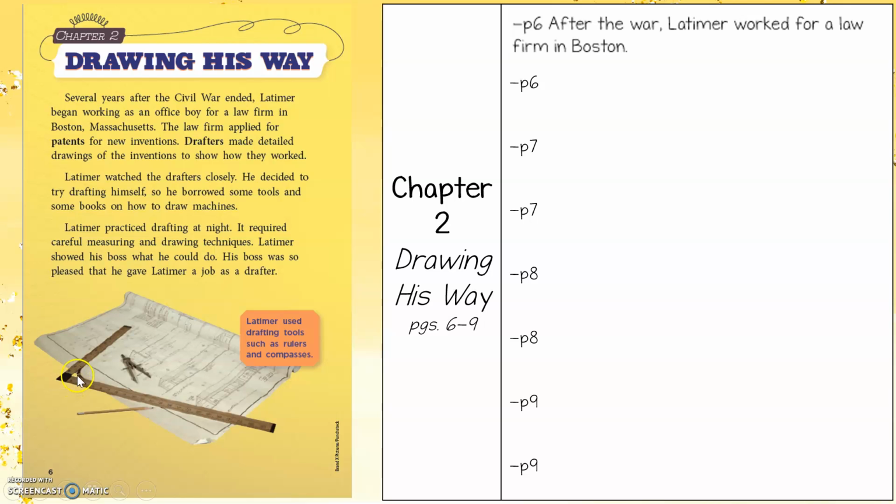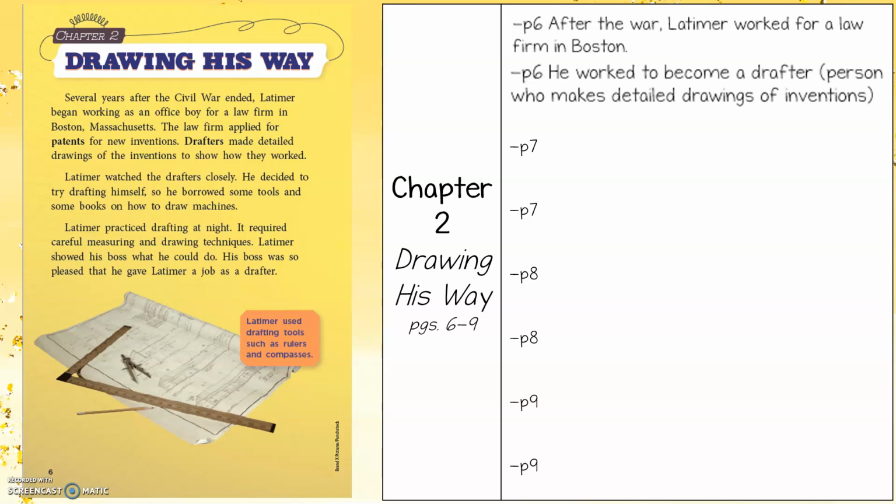And reading our chapter title here is important: Drawing His Way. So we think this chapter is going to be really focused on drawing. So I'm going to say the next key detail from this page is he worked to become a drafter. And we said this is a person who makes detailed drawings of inventions. So those are two key details from this page. Are they the only key details? No, but those were the ones I chose to focus on.